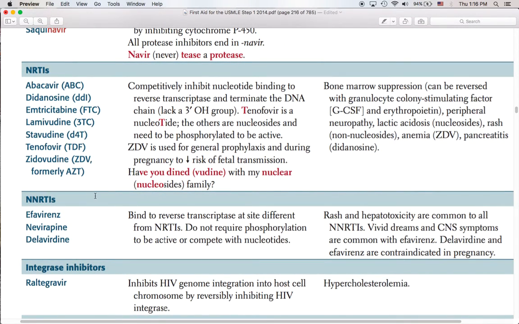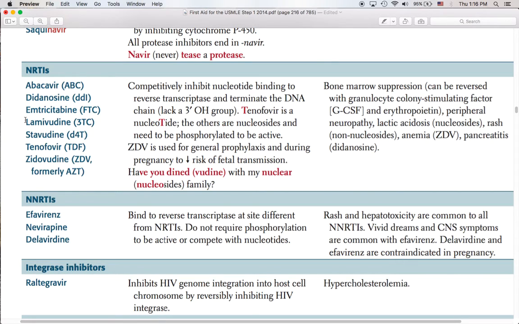So the way I remember the NRTIs is I use my own acronym, which is last Z. Z is how you say Z in Canada and also in Britain. So it's like the last letter of the alphabet, last Z. The L is going to be here, A, S, T, Z, E, D. And let's go over it right now because you need to know a few things about each drug.